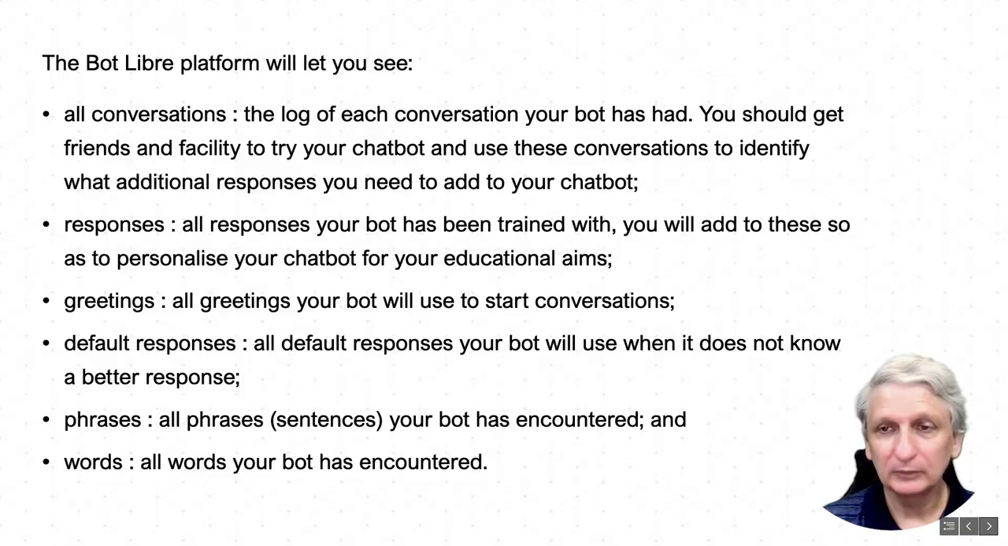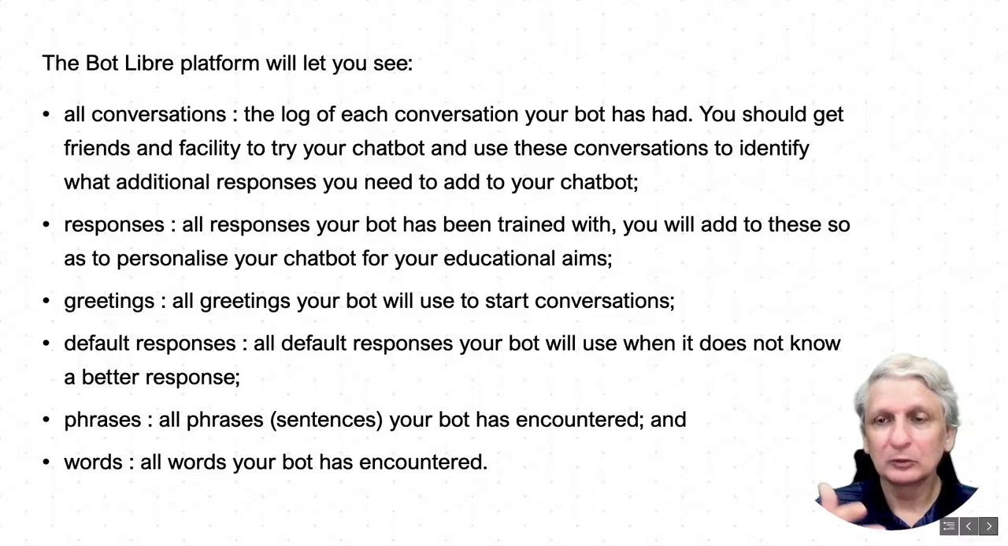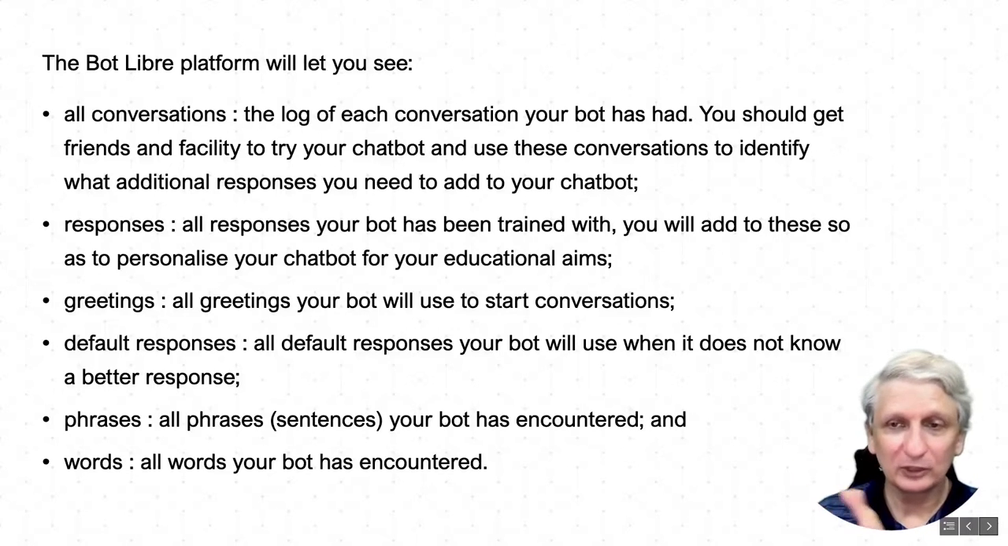You can also include greetings and different ways it can interact in a conversational way with your students, and also have default responses. So where it can't give a valid response, what can it say in a more generic way that then prompts students to continue with the conversation and explore things in a way that the chatbot can respond effectively. And again, you can look at all the phrases that you've incorporated and the words that trigger responses.